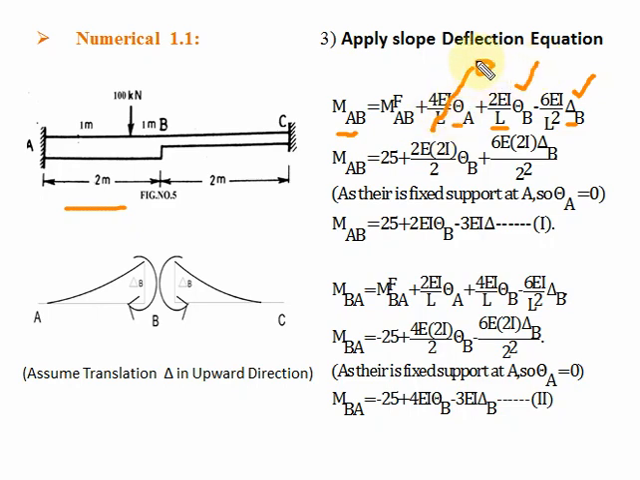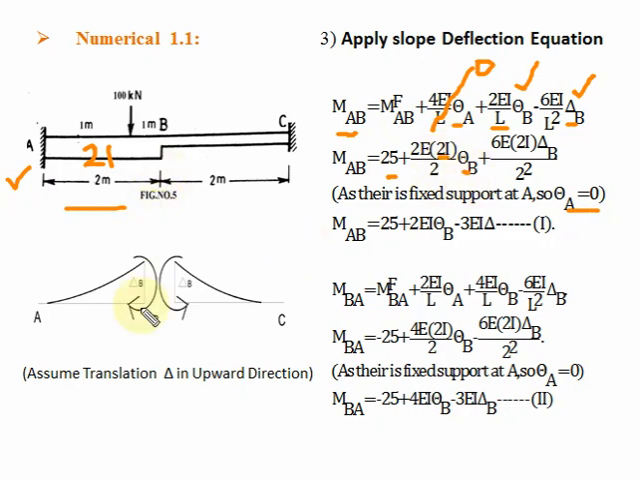Why theta A is 0? Because A is a fixed support. So in case of fixed support, theta A is equal to 0. Now we know the fixed moment AB, that is 25. Now here we must consider the moment of inertia of AB, which is 2I. Students make mistakes here at the time of putting the value of moment of inertia. So in the given problem, moment of inertia is 2I, so put here 2I divided by 2 into theta B.